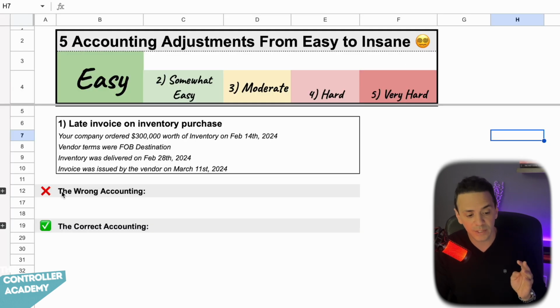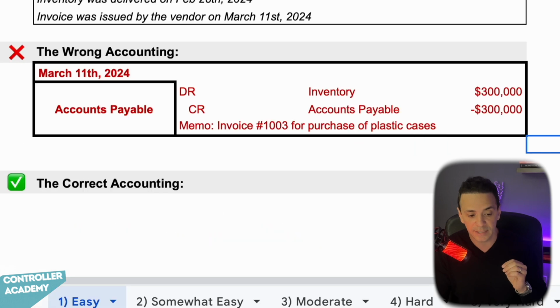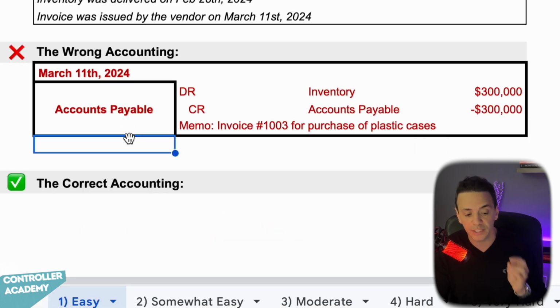All right, let's look at the wrong accounting treatment and then we'll look at the correct way. So the wrong accounting treatment is that you would record an accounts payable entry on March 11th. You wait all the way till the invoice is issued on March 11th to record an accounts payable.